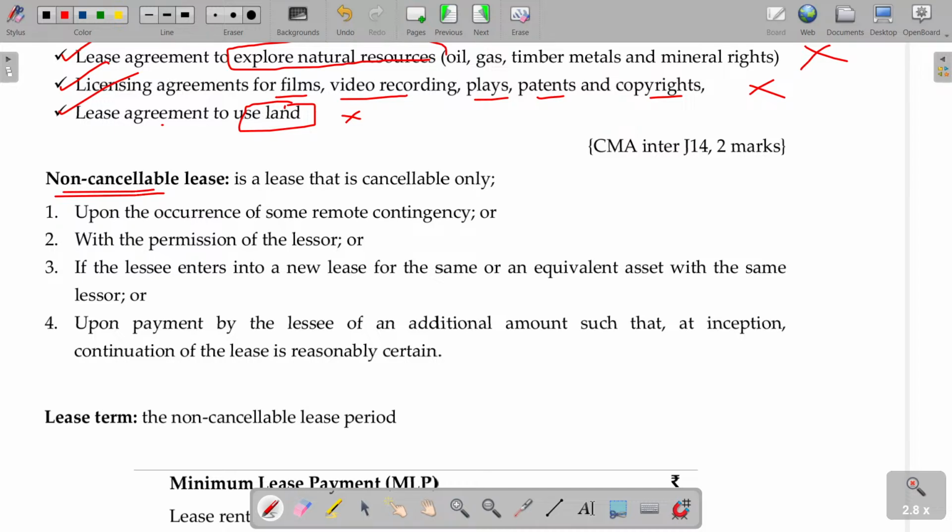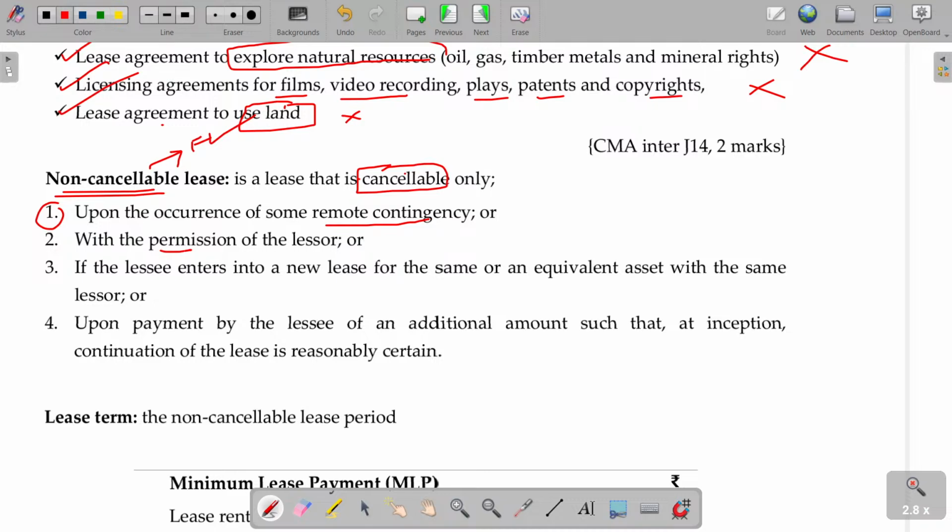Now, non-cancelable lease. How can you decide whether it is a non-cancelable lease? If the lease is non-cancelable, automatically it comes under finance lease only. How can you decide it is non-cancelable? Upon the occurrence of some remote contingencies only, it is cancelable. Usually non-cancelable, but if any extraordinary situation happens, then it can be canceled. Then it is actually non-cancelable only. Or cancelable only with the permission of the lessor.